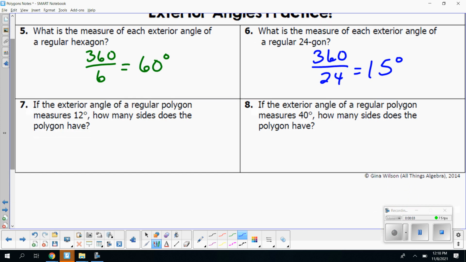If the exterior angle of a regular polygon measures 12 degrees, how many sides does this polygon have? Well, we can do this by taking the 360 degrees and dividing it by the 12 degrees of the exterior angles, and that will tell us the number of sides. So this regular polygon has 30 sides. Go ahead and try number 8 and come back and check your answer.